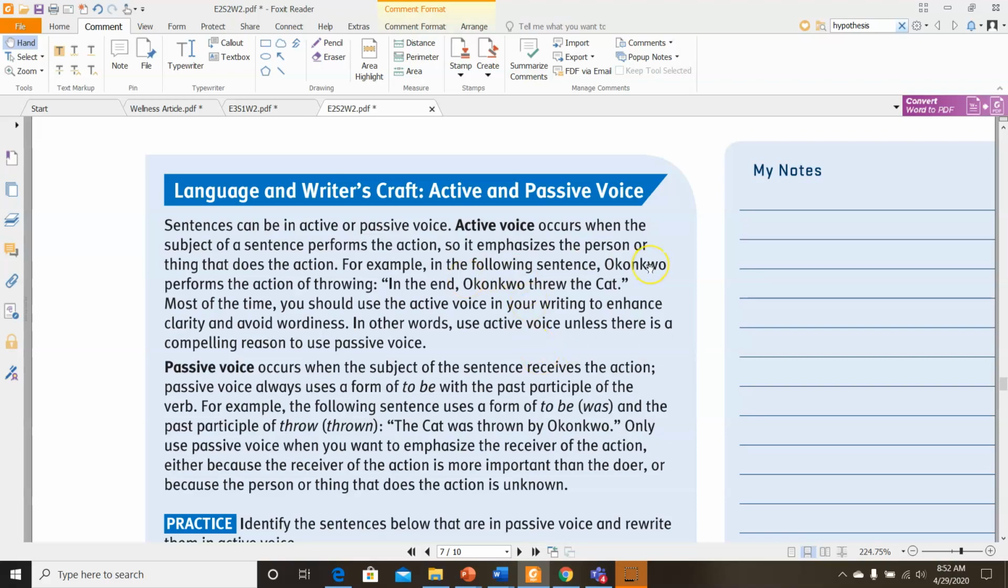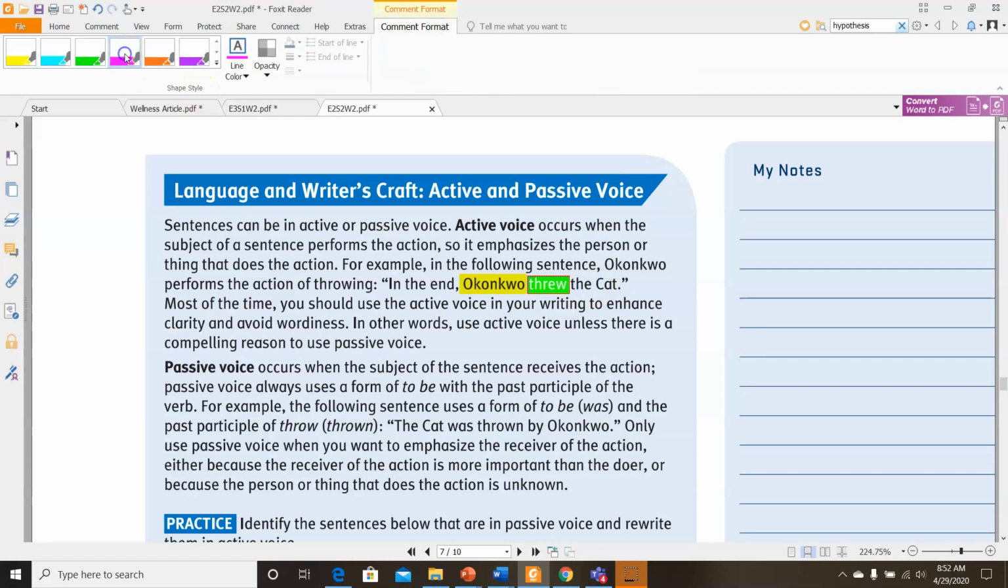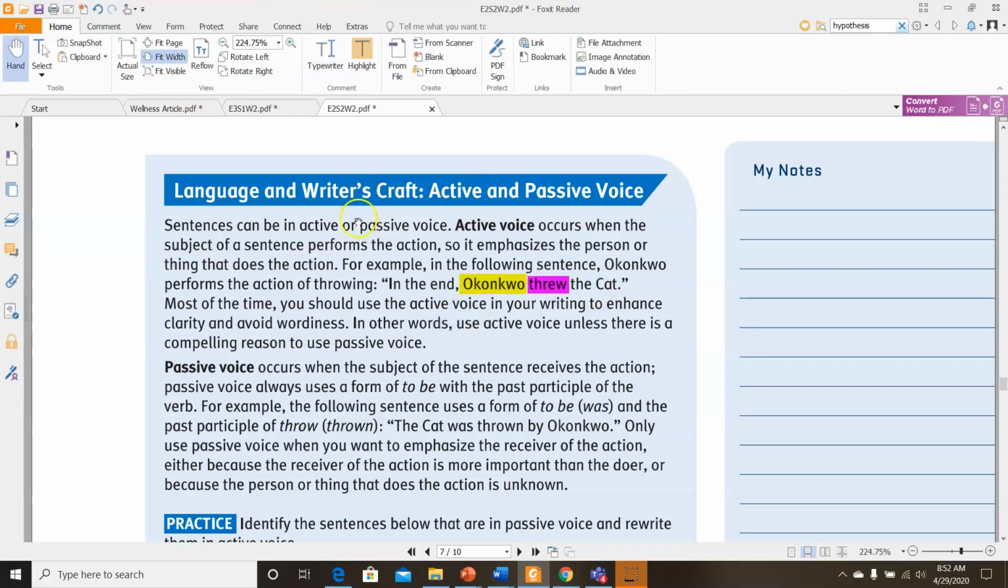In the following sentence, Okonkwo performs the action of throwing. So in the end, Okonkwo, that's our subject, the person who's doing the action, threw the cat. Threw is the action, okay? And I'm going to highlight that in a different color just to make that clear. Now, most of the time you should use active voice in your writing to enhance clarity and avoid wordiness. In other words, use active voice unless there is a compelling reason to use passive voice.